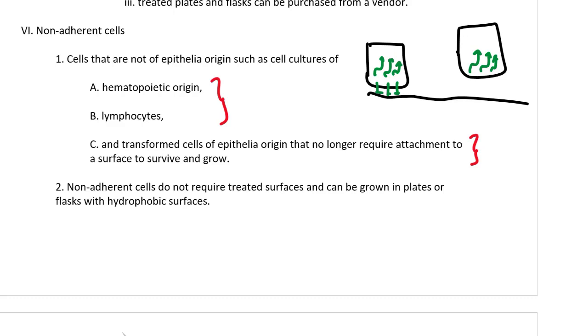The cell dies. Non-adherent cells do not require treated surfaces and can be grown in plates or flasks with hydrophobic surfaces. Well, you don't need to bind to anything, so you don't need to worry about the bottom of the plate.